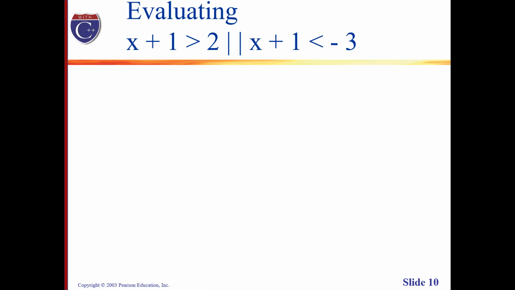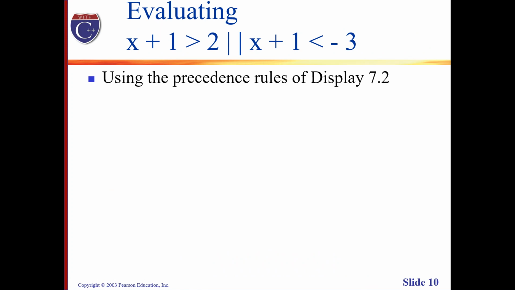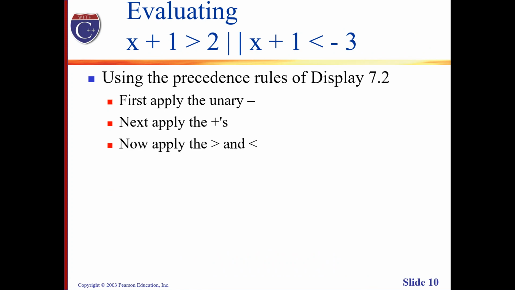Now, if we are going to evaluate this expression, of course, we still have to use the precedence rules that we presented in the previous slide. First, we apply the unary operators, in this case, the subtraction operator. Next, we perform the addition operators, and we perform the greater than and less than operators. Then finally, we perform the OR operator. And of course, that would generate the value of the Boolean expression that we have.